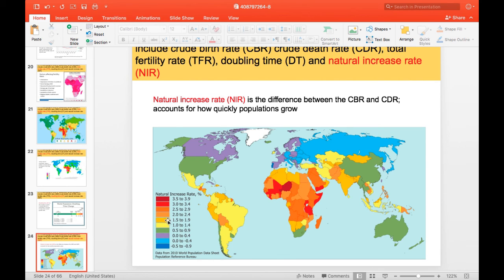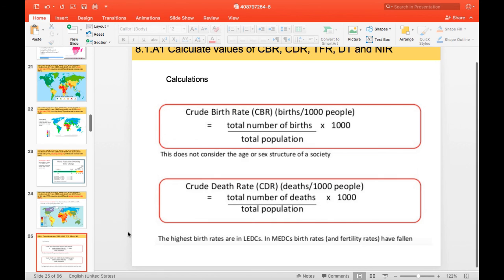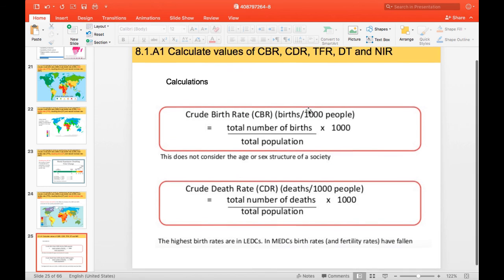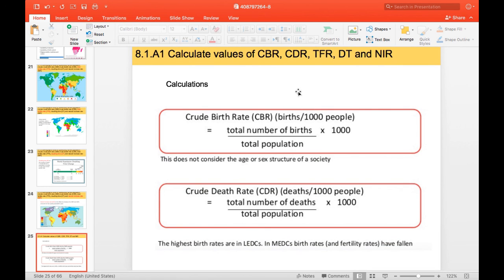Ecuador has this yellowish pattern, so 1.5 to 1.9 is in the middle. We're having like from 3 to 2 kids. We're increasing the population, but not as much as Africa or as little as the United States or other countries. So the first skill that we need to know is how to calculate values of CBR, CDR, TFR, DT, and NIR. Okay, this is demographic transition.